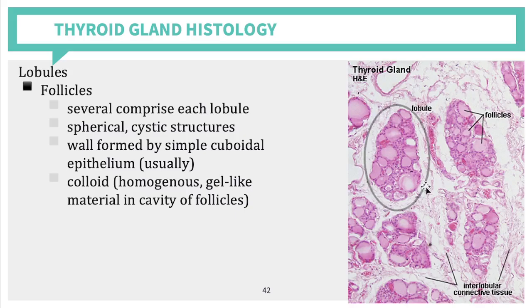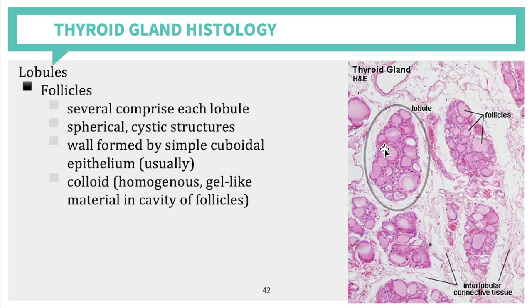Again, one structure here are your lobules. What separates into lobules? Your septae, okay? And this lobule now contains several follicles, okay? This one, your lobule is comprised of several follicles. It's spherical, as what you can see. Spherical, cystic structures, and wall formed by a simple cuboidal epithelium. So therefore, the lining epithelium of these follicles is, again, simple cuboidal epithelium. And at the center, this portion here is colloid, a homogeneous gel-like material in the cavity of your follicles.